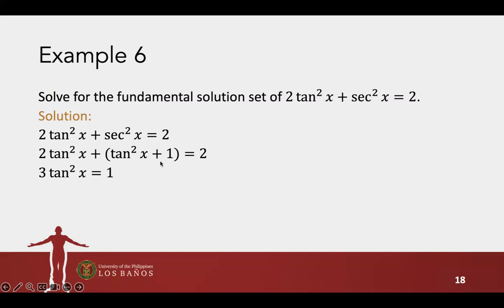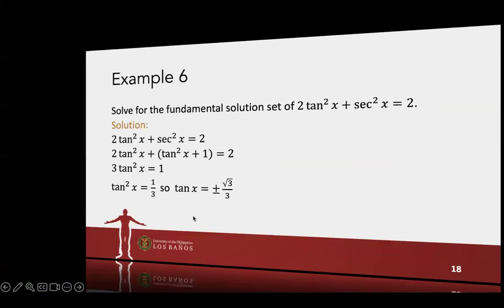We add negative 1 to both sides. So the 1 here on the left side will be canceled out. And then 2 minus 1, we get 1. And then we divide both sides by 3. So we get tangent x is equal to 1/3. And then getting the square root of both sides, tangent x must be equal to plus or minus square root of 3 all over 3. So here we have two possibilities. Your tangent x must be equal to positive square root of 3 over 3, or your tangent x must be equal to negative square root of 3 all over 3.